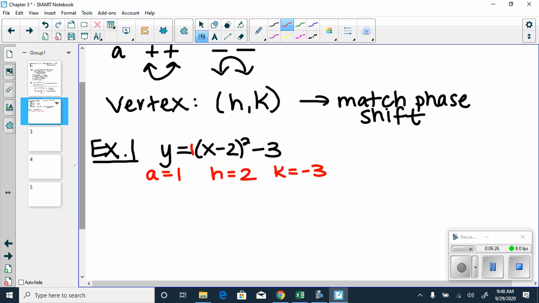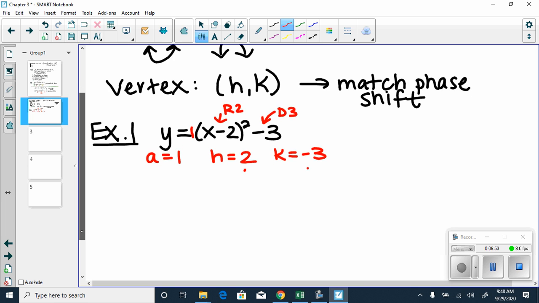Now, how does this match the phase shift? If you recall from last week, the inside shifts backwards. So -2 would look like it would go to the left 2, but it actually does not. That goes to the right 2, and this causes it to go down 3. So right 2 is +2. So that's where the 2 comes from for the H. Down 3, that would be -3. Okay, so that's where that comes from.